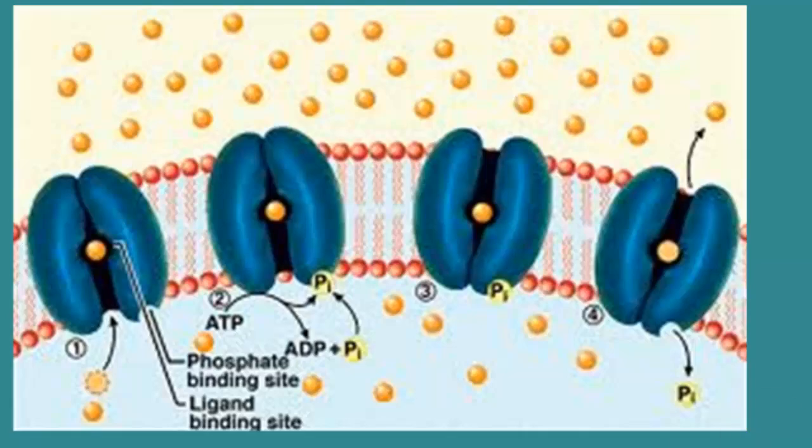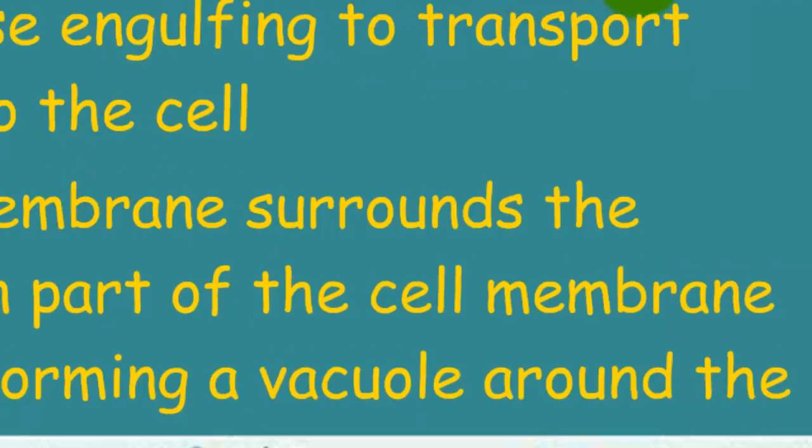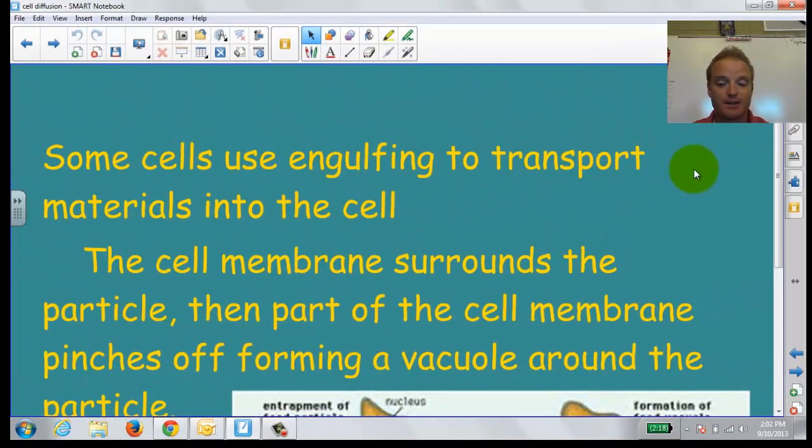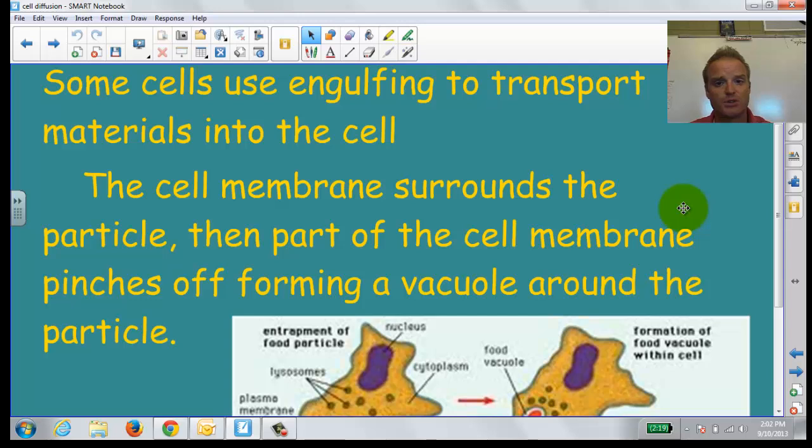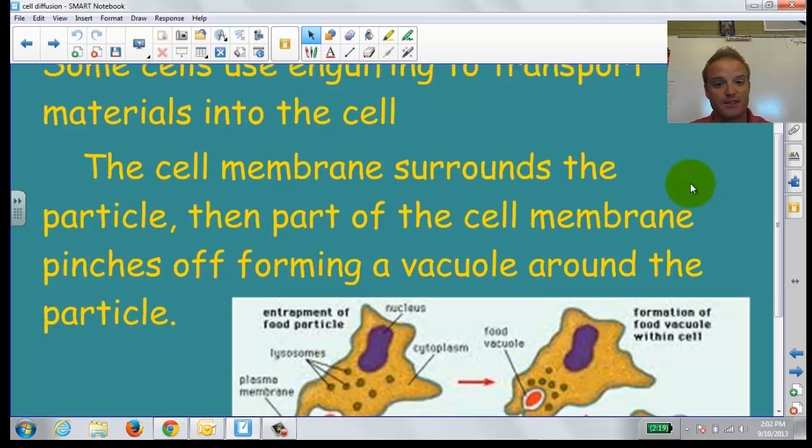All right? And finally, our final type of the way cells get things in and out of them is something known as engulfing. Engulfing, kind of just like it sounds. So some cells use engulfing to transport materials into the cell. A lot of our single-celled protists, almost animal-like ones that go around, like paramecium, amoebas, really amoebas I should say, are going to use engulfing. And also your white blood cells use engulfing to surround and capture and kill bacteria or other viruses that invade you.